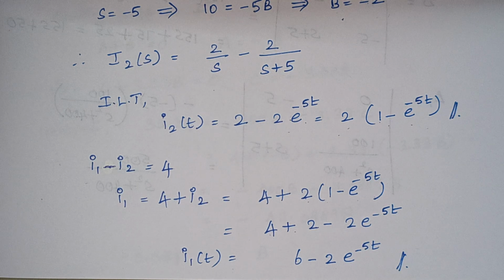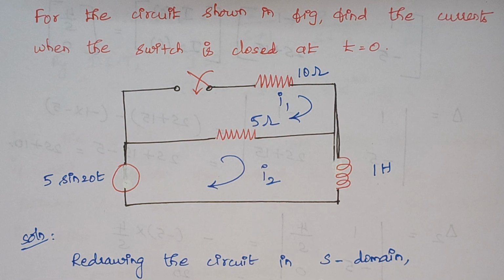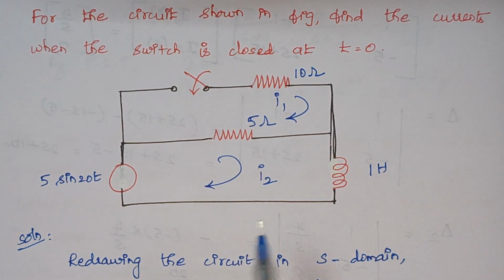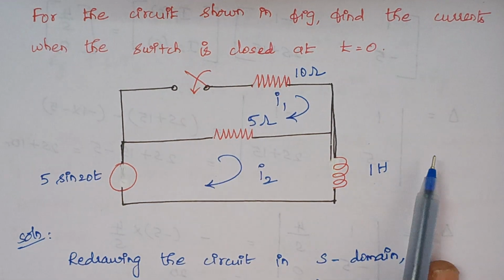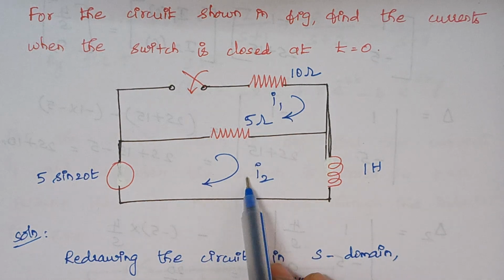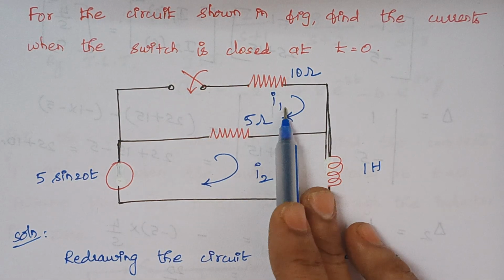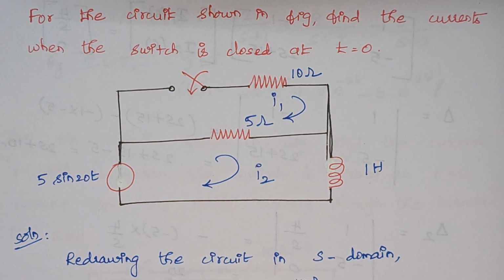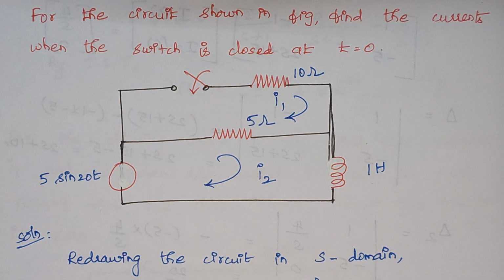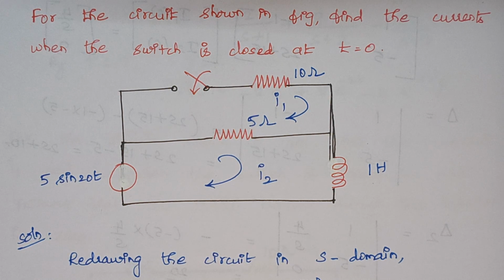Now we will proceed with the next problem. The problem is, for the circuit shown in figure, find the currents when the switch is closed at t equal to 0. So here this is the given circuit diagram. It has two loops and the respective currents are I1 and I2. Now we are going to redraw this circuit in S domain, right? So S domain means we are going to take Laplace transformation.